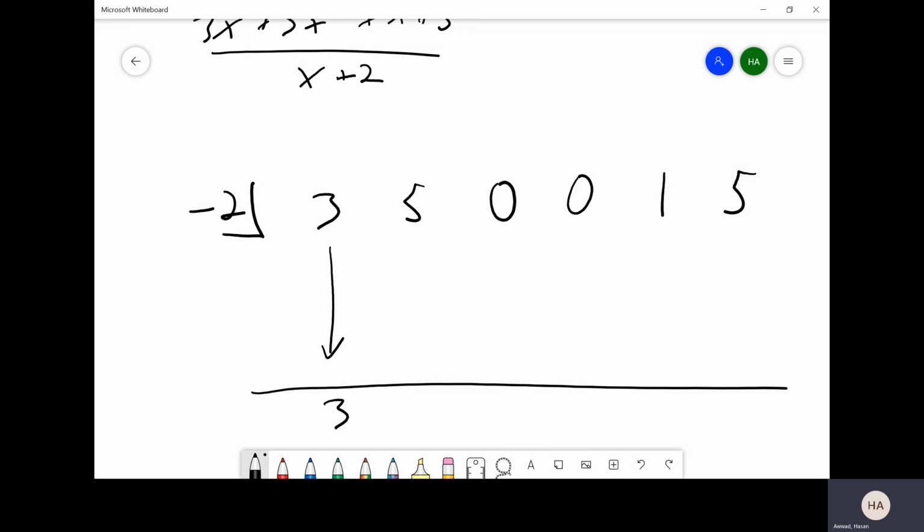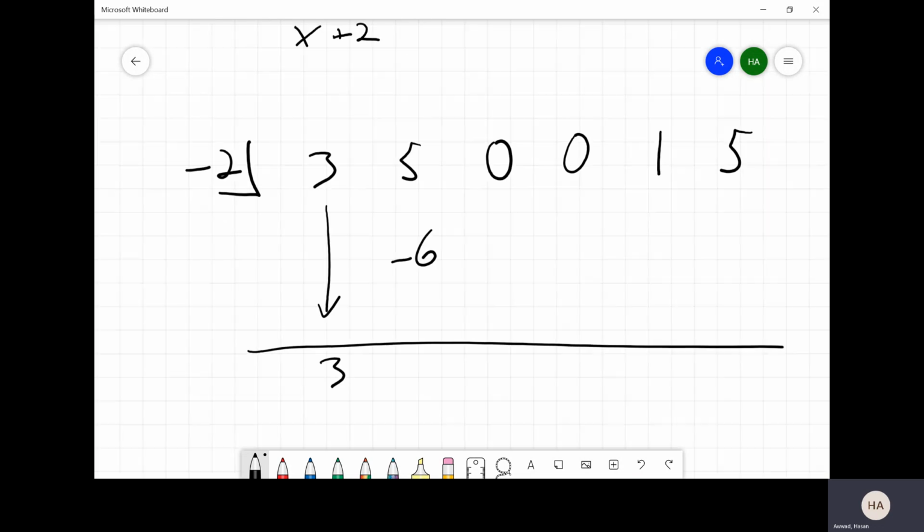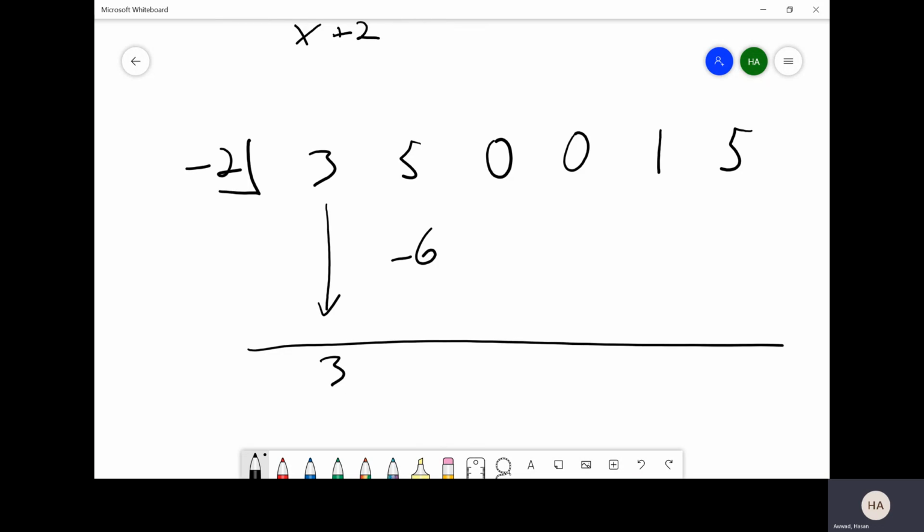We take our first term, we multiply it against our number in the box, so 3 times negative 2 gives me a negative 6. And now we continue with our addition, right? We add, then we multiply, then we add, then we multiply, and you just keep doing that until you're done. So we add here 5 plus negative 6, my mistake, gives you a negative 1. Negative 1 times negative 2.